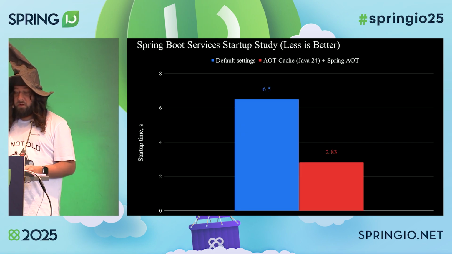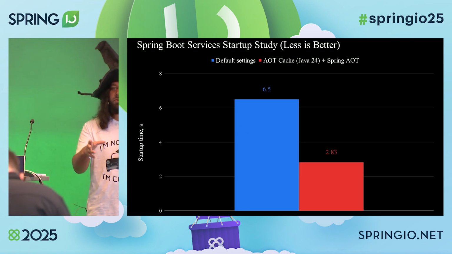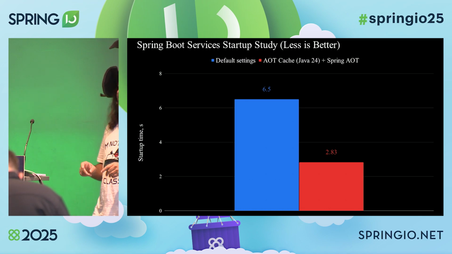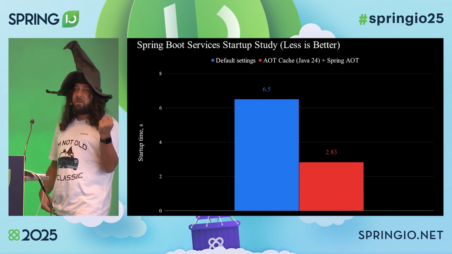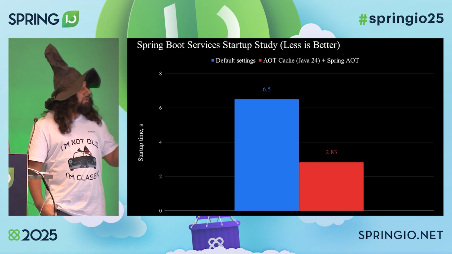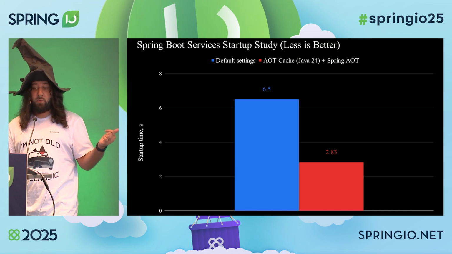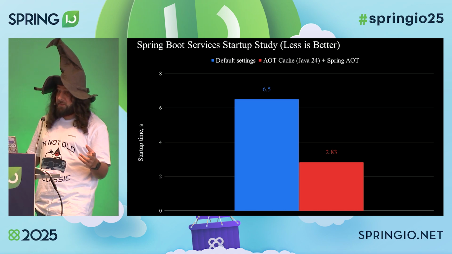And this is kind of impressive. So just by jumping from Java 20, like conservative Java 21, to Java 24, using one more command line argument, you cut your startup time more than twice, which is very impressive in my opinion.